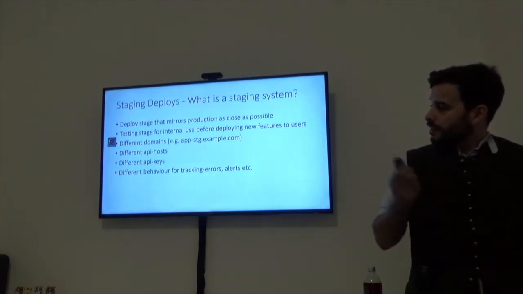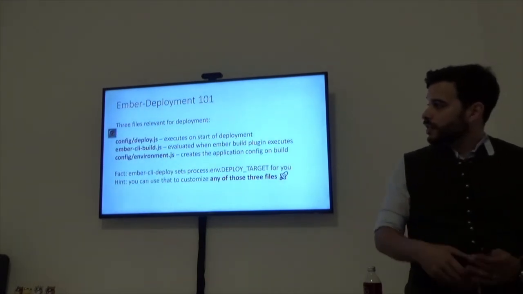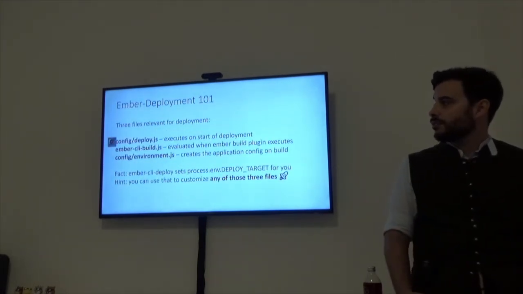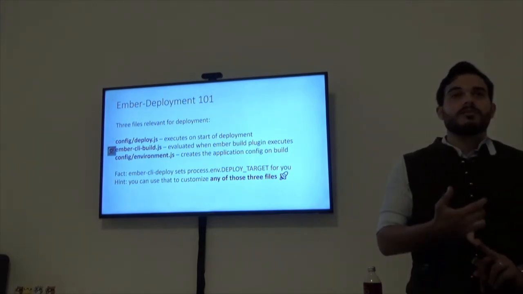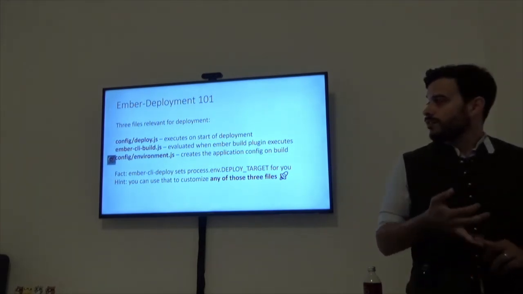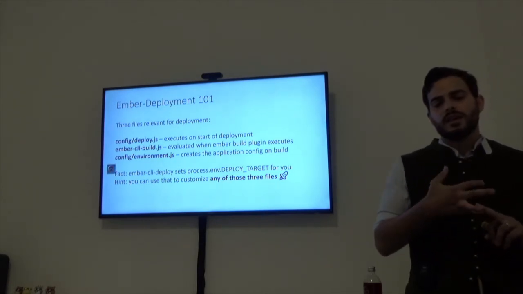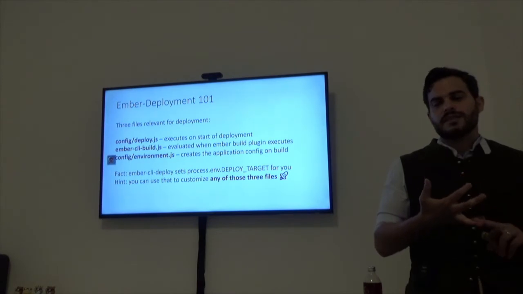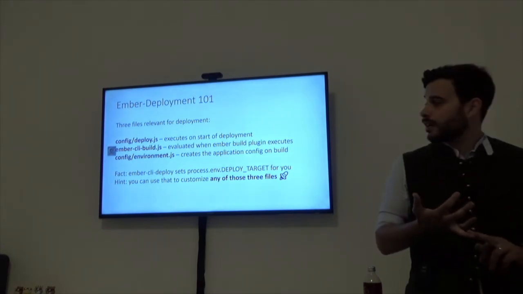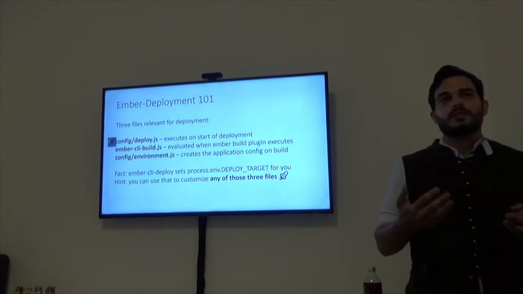The first thing, the different domain thing, is pretty easy because you have 3 files that actually are relevant for deployment. You have the config/deploy.js file, which is used to configure your deployment process. You have the ember-cli-build file that is responsible for customizing the Broccoli build that ember-cli does. And you have the config/environment.js file, which is used to build up your application configuration.